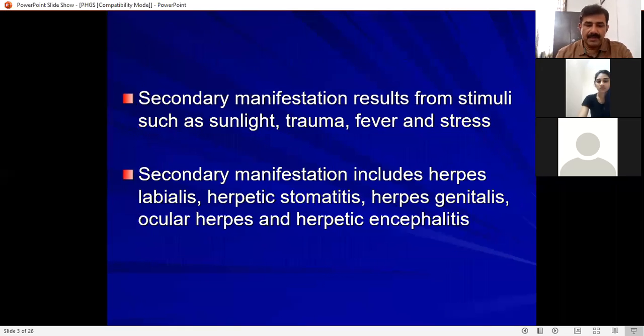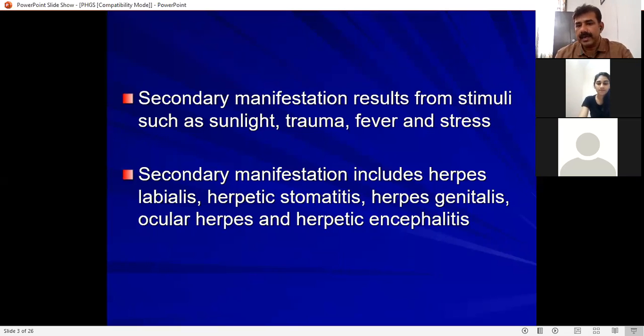And then there is the secondary manifestation, which occurs when the patient is an adult or an adolescent, maybe as a result of slight stimuli. The stimuli that mainly cause this reactivation of the virus may be sunlight, trauma, fever, or stress. Okay, so these viruses may be reactivated as a result of this stimuli, and later in life, may cause different lesions in different parts of the body.